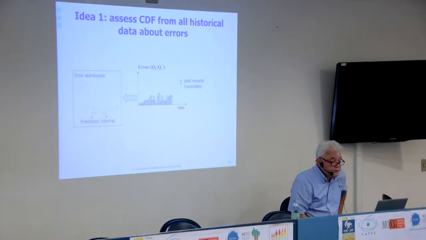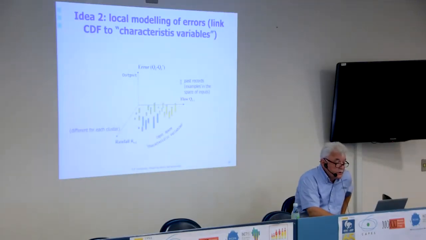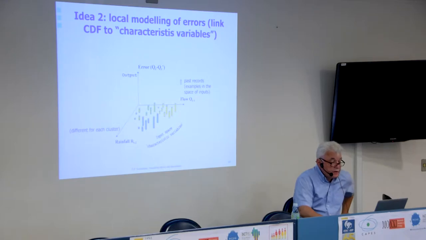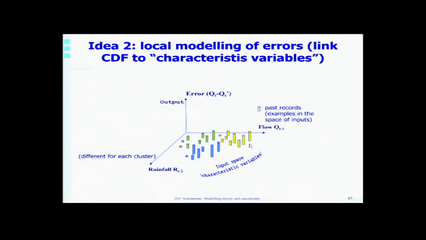Second idea, to develop this further, is to cluster the data about errors, information about errors. So consider we now have two parameters, rainfall R(t-2) and flow Q(t-1), for example. And in this space of variables, we calculate error for each model run. So the number of time steps here is equal to the number of examples.